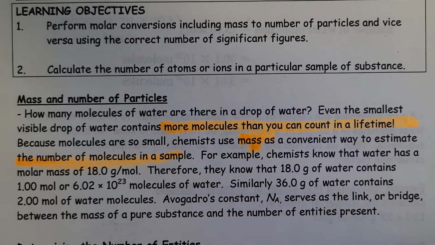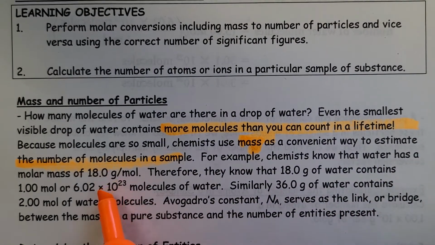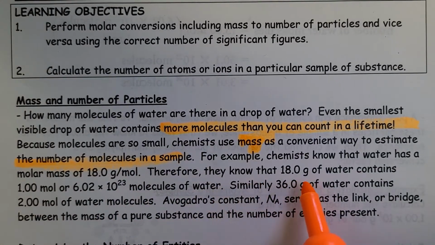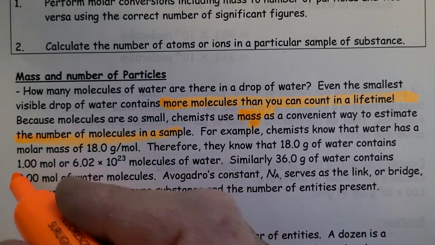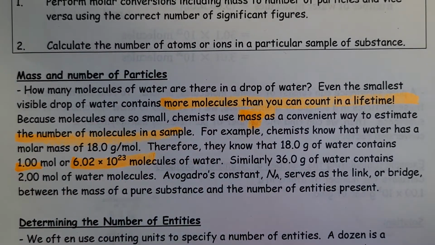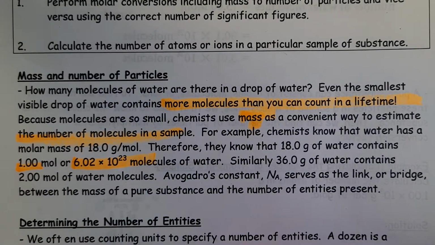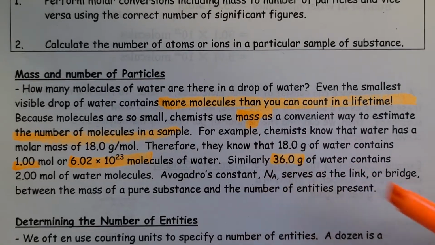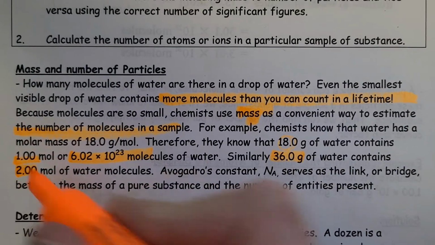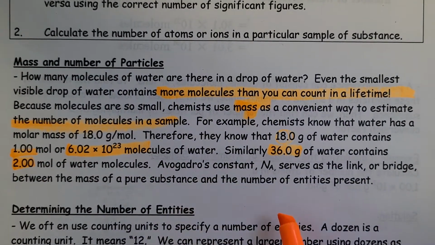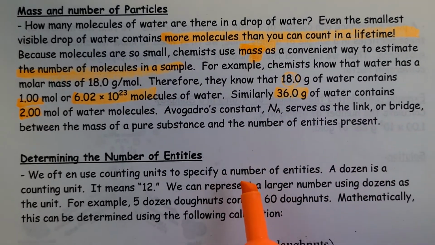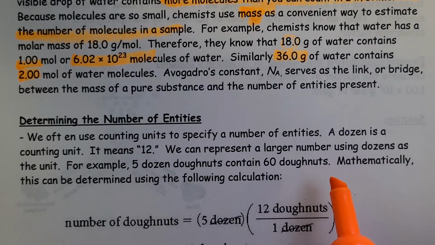So for example, a chemist knows that water has a molar mass of 18 grams for every mole. Therefore, they know that if I had 18 grams of water molecules, you would have 1 mole. And 1 mole represents this many molecules, 6.02 times 10 to the 23rd. Similarly, if I had 36 grams of water, well, that's double of what 1 mole would be, so it would be 2 moles. Avogadro's constant serves as a link or bridge between the mass of the pure substance and the number of entities present.